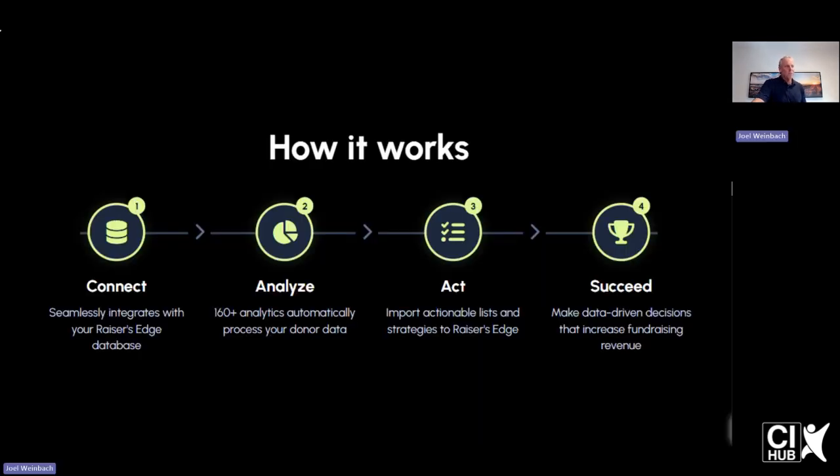All right, so what does the implementation process look like? It's pretty easy. Takes less than an hour. We work with you to determine which gifts out of all your gift data we should include. You don't want to include redundant gifts, so we decide how we handle soft credits and things. You may not want to include certain types of gifts.